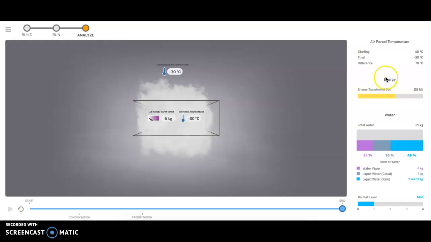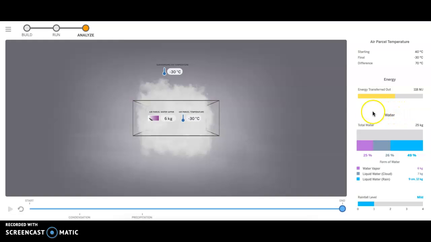Next, you'll see energy. So in this case, energy was transferred out of the air mass, but it could also be transferred into the air mass depending on the variables you choose. You'll notice over here that the unit that is used in this sim for energy is MJ. That stands for megajoules. Just know that a higher number here for megajoules means more energy.